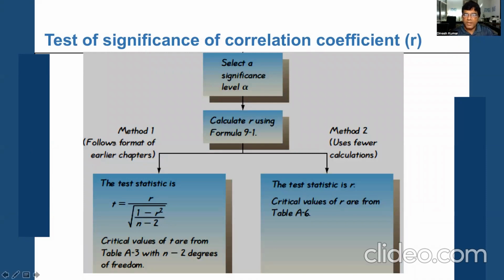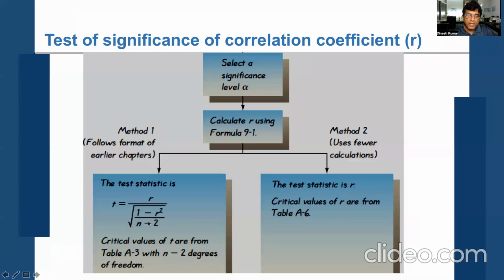One is on the left side, the other is on the right side. Method 1 follows the t-test. You can go simply for the t-test, and calculate the value of t. This is the formula you need to remember. The t-test is used to test the significance of the correlation coefficient. t equals r, the value of the correlation coefficient, divided by the square root of (1 minus r square) upon (n minus 2).